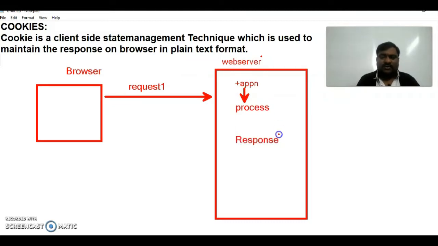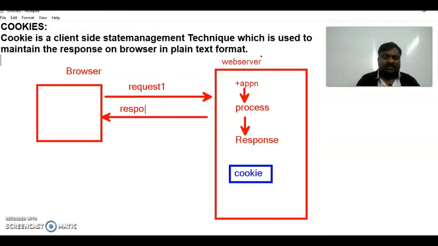Apart from that, a cookie is created on the server. What is created? A cookie is created on the server. And along with the response, the cookie will travel to the browser. This is your response one. For request one, response one is created. Along with this response, the cookie will travel to the browser.